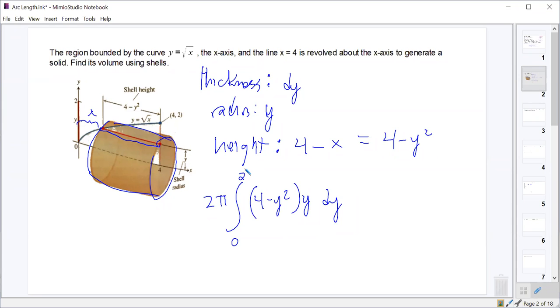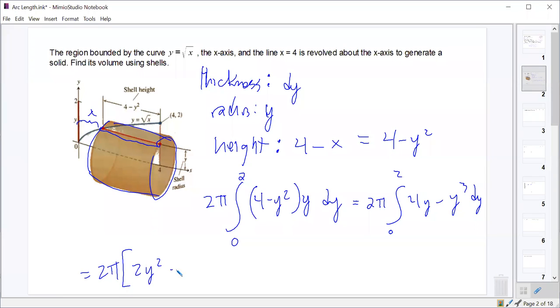Everybody good with that? Beautiful. So we got 2 pi, and then now, I should have written an integral there. An integral from 0 to 2 of 4y minus y cubed dy, or 2 pi times the integral of 4y ought to be what? Should be 2y squared, right? Minus y to the 4th over 4 from 0 to 2. And what does that give us?